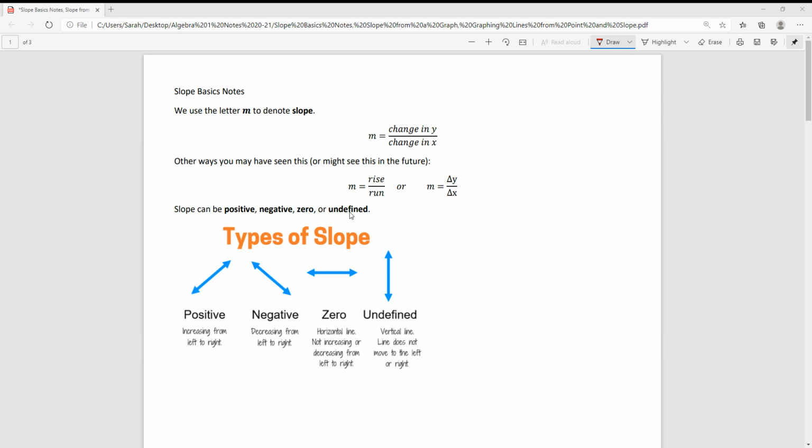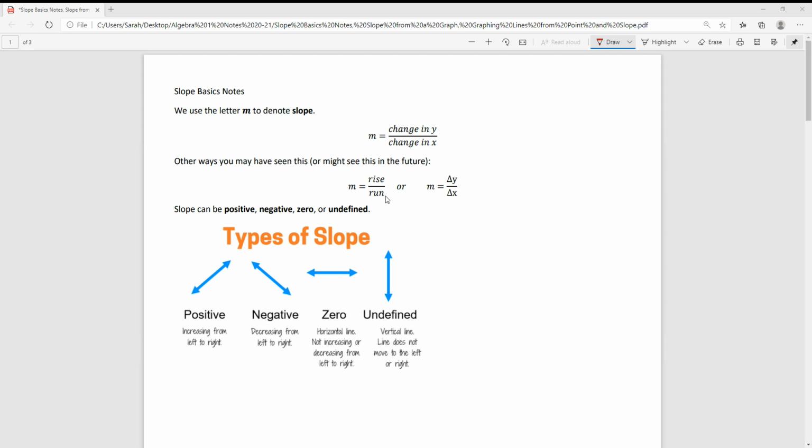Hello, today we're going to start talking about slope. So slope, for some reason, I've never been able to find the good reason for this, I've tried. We use the letter M to denote slope. So the letter that represents slope is just M. So M, or slope, is your change in y over your change in x as you're looking at a graph.